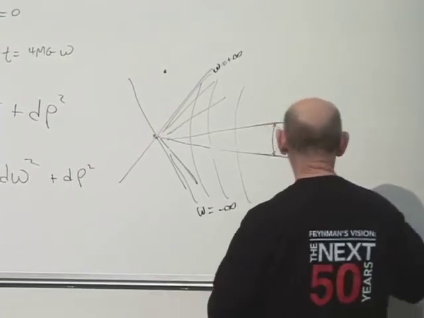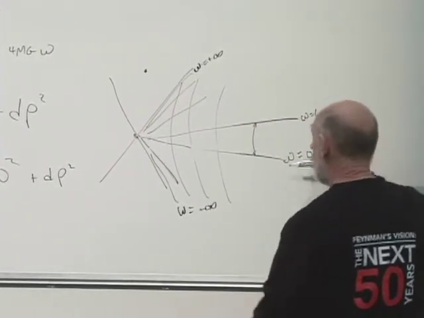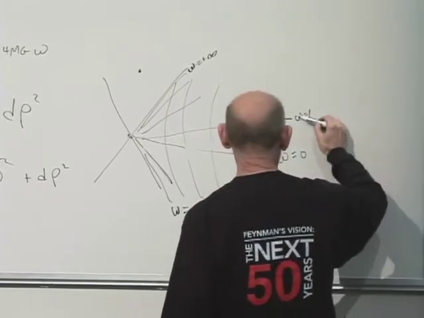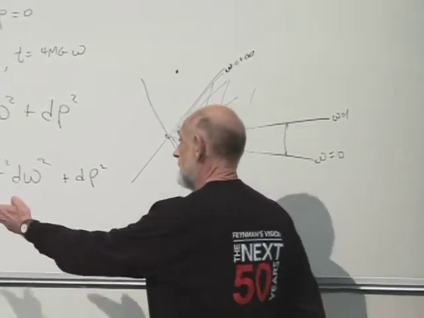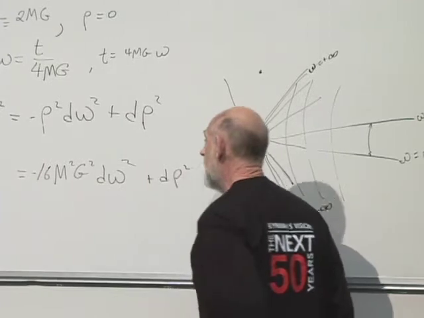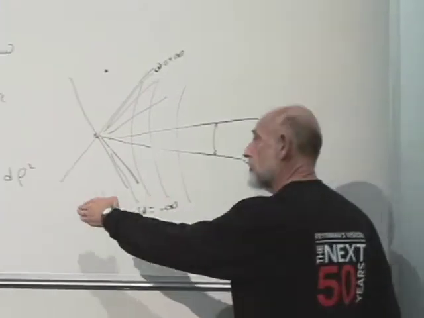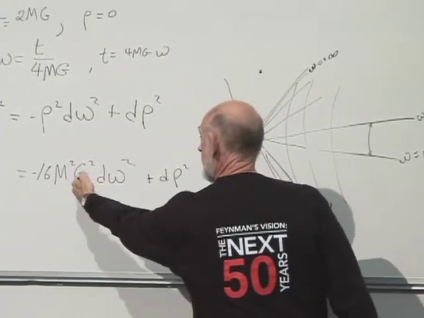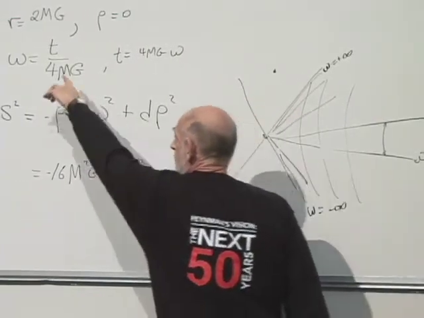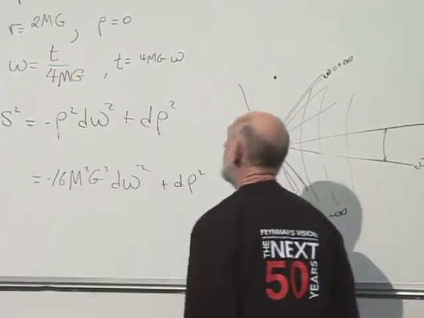Far from the black hole, neighboring values simply have time differences, which are just this number here, which is nothing but dt squared.